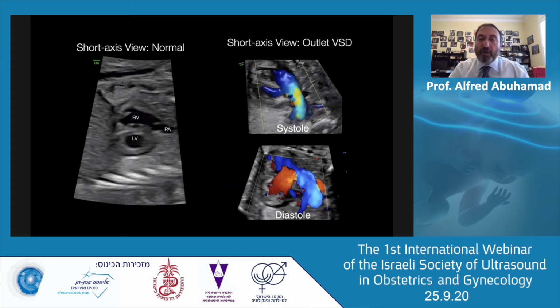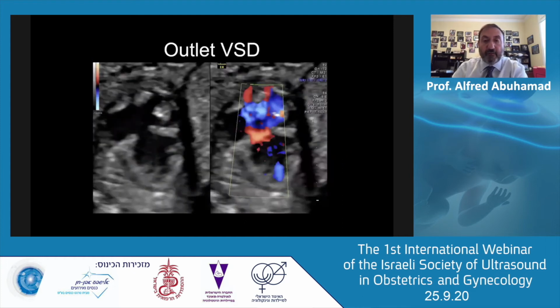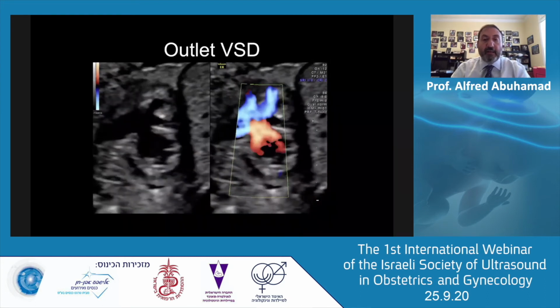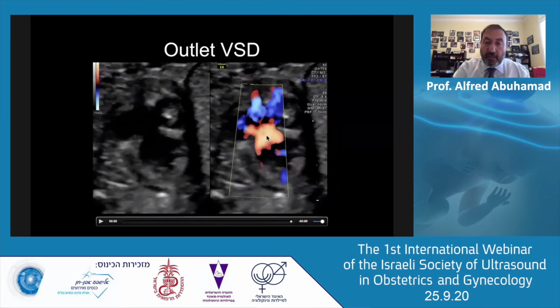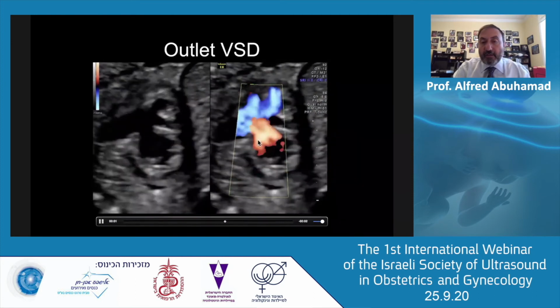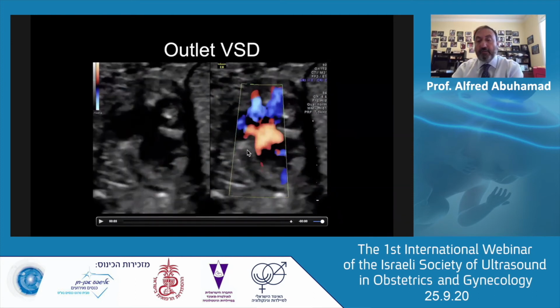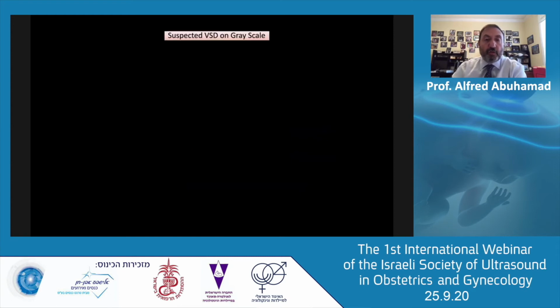And again, color Doppler will certainly show you blood flow that is bidirectional. Here it's going during systole into the left ventricle, and during diastole from the left ventricle back through the defect into the right ventricle. And here you see again the defect, and if you look closely here, you see the bidirectional flow. Again, you see the blue and the red coming through the defect. So do not miss the diagnosis of a ventricular septal defect.